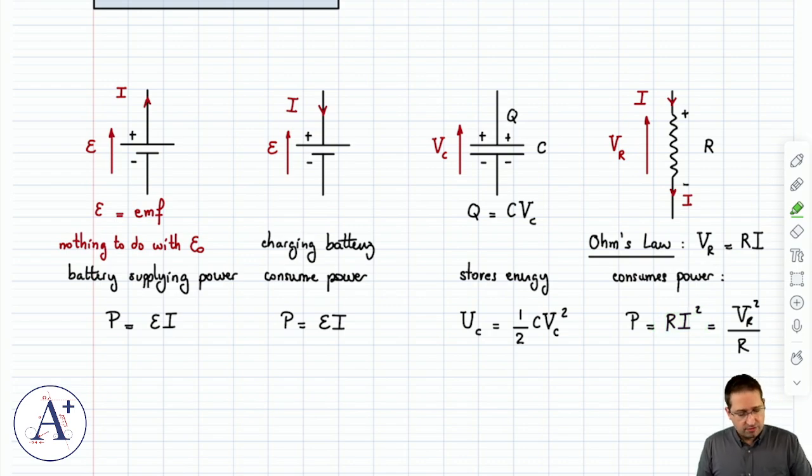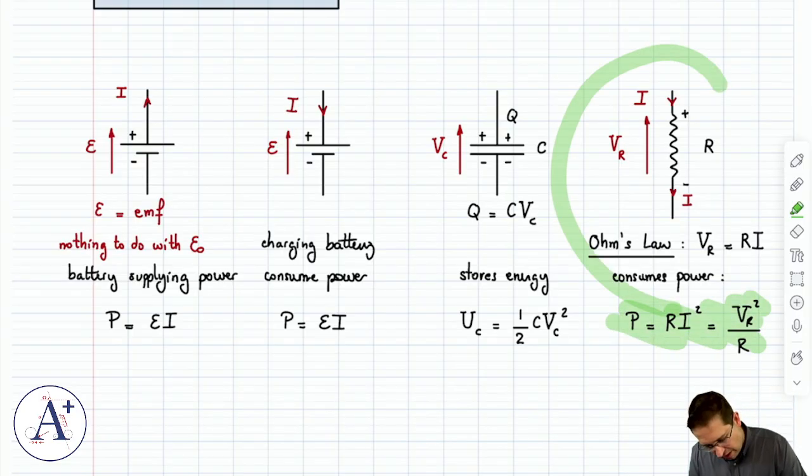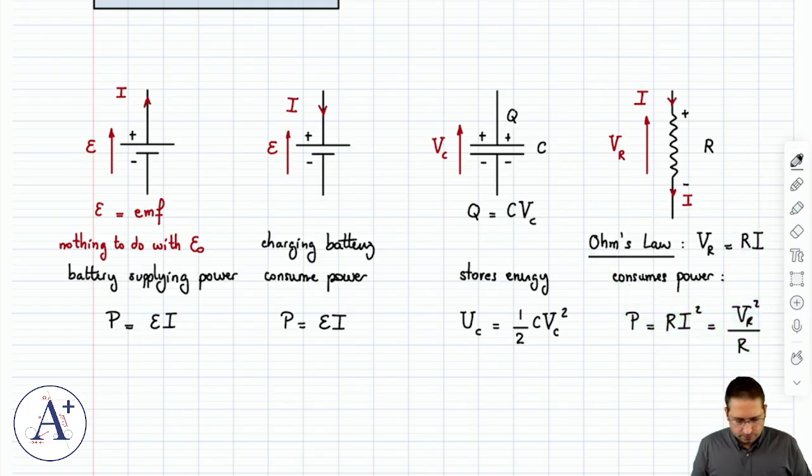But you tend to forget that it's only valid for resistors. So you can't bust it out for a battery, because obviously a battery has no resistance, so there is no R defined for a battery. And therefore, this formula is only valid for the resistor.